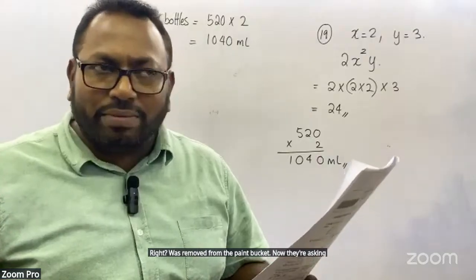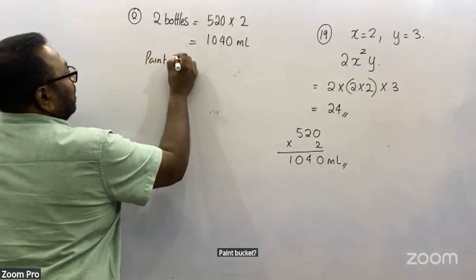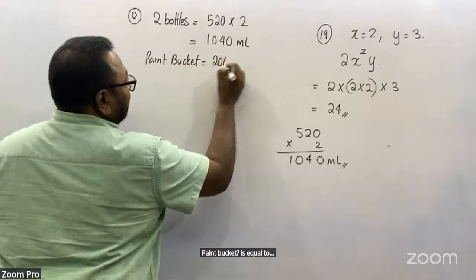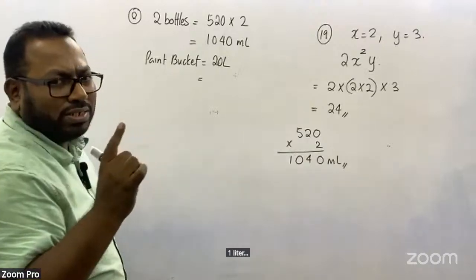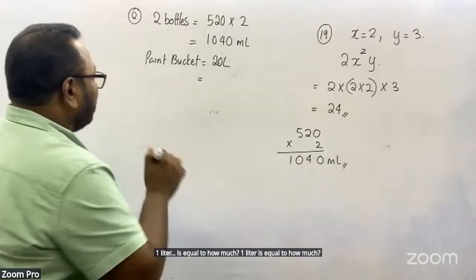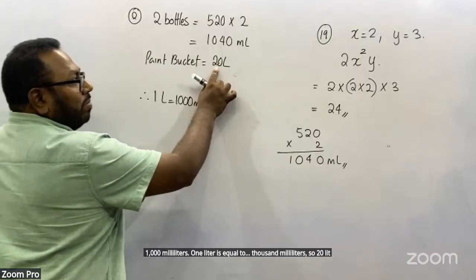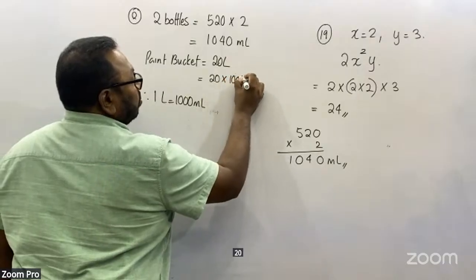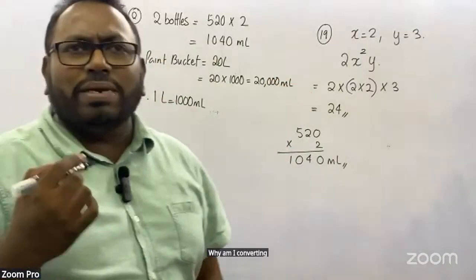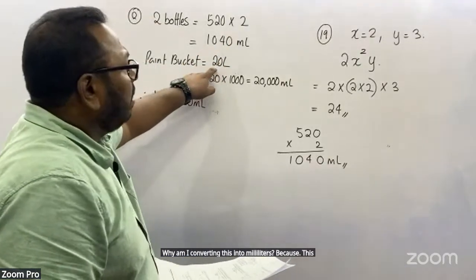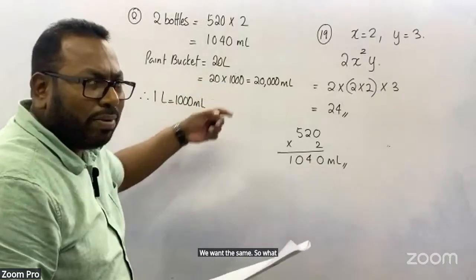Now they are asking what is the remaining. So you have 20 liters. The paint bucket is equal to 20 liters, which is how many milliliters? We know 1 liter is equal to how much? 1000 milliliters. So 20 liters is how many milliliters? 20 multiplied by 1000, 20,000 milliliters. Why am I converting this into milliliters? Because this is in liters, this is in milliliters. So we don't want 2 different units. We want the same.